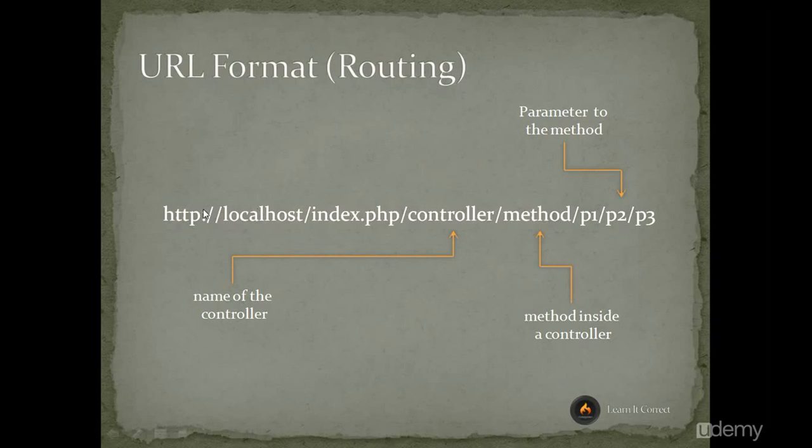This is the URL format for the routing: http://localhost/index.php, then we give the name of the controller, then the method name inside the controller, and next we give parameters to this method, separated by slashes. Again: index.php/controller/method name/parameters to the method, separated by slashes. So this is the format of the URL routing.